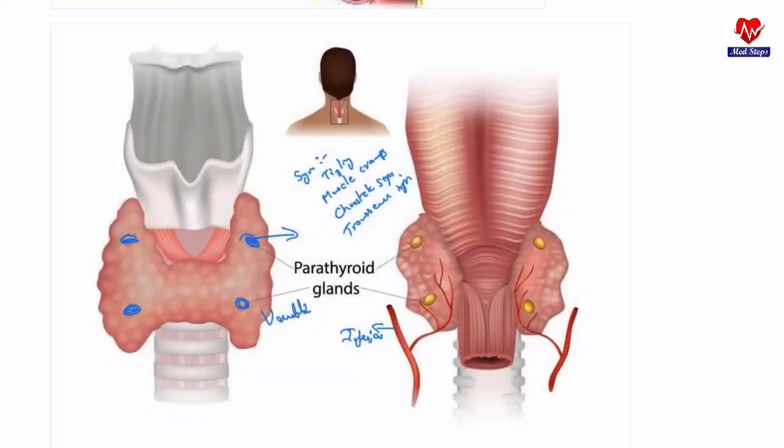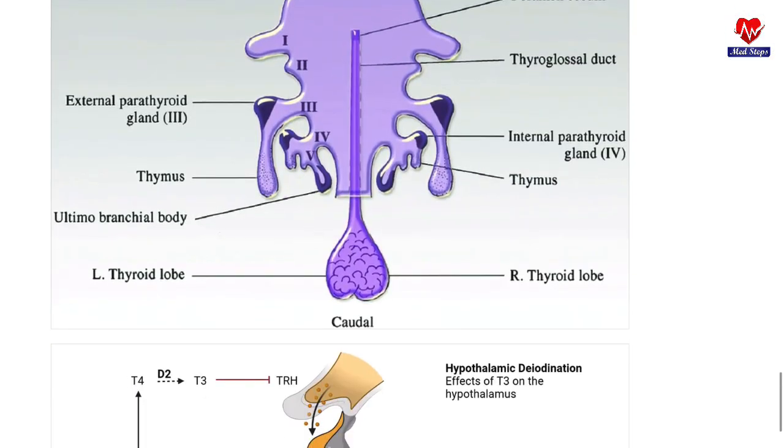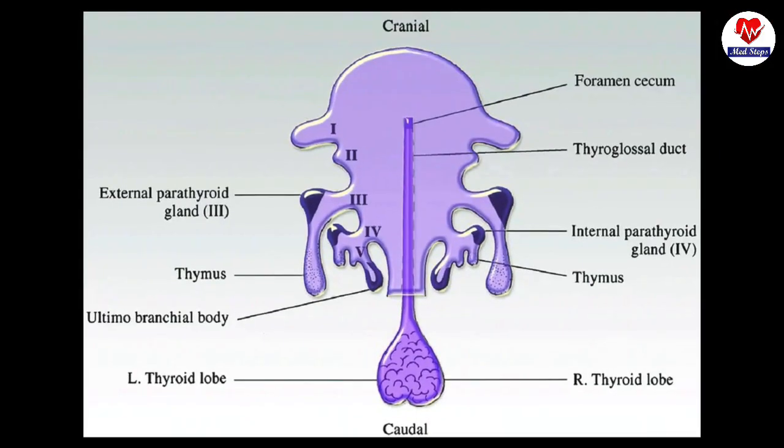Next is embryology. It is a very short, very small embryology concept: the thyroid gland originates from the pharyngeal pouches.